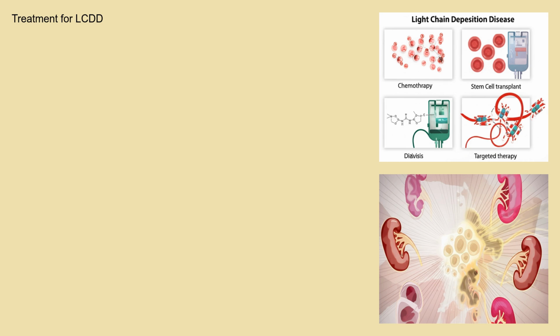Treatment for LCDD focuses on reducing the production of abnormal light chains and managing the symptoms of organ damage. Chemotherapy regimens similar to those used in multiple myeloma are often employed to suppress the abnormal plasma cells in the bone marrow. Medications like bortezomib, cyclophosphamide, and melphalan may be used. In some cases, autologous stem cell transplantation may be considered. Supportive care, including medications to control blood pressure, manage edema, and treat anemia, is also essential. If kidney failure develops, dialysis or kidney transplantation may be necessary.